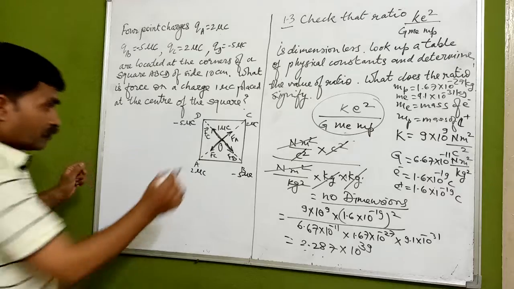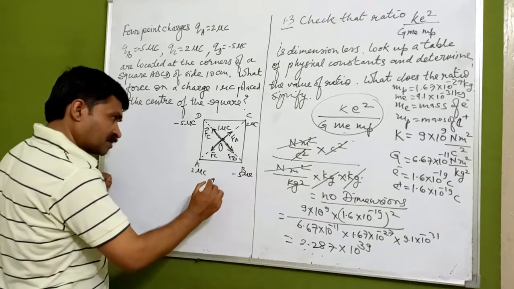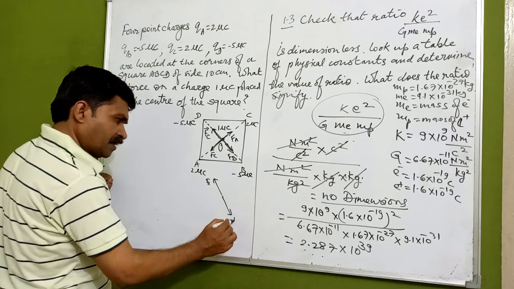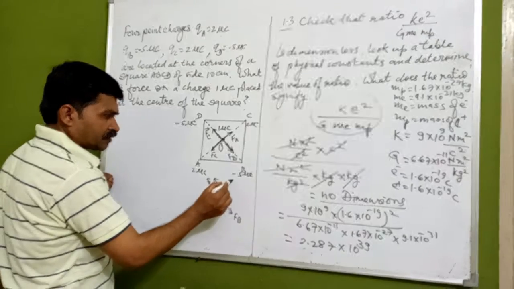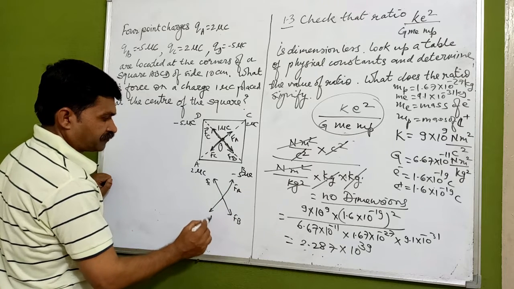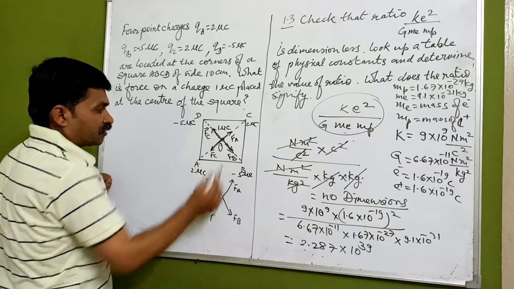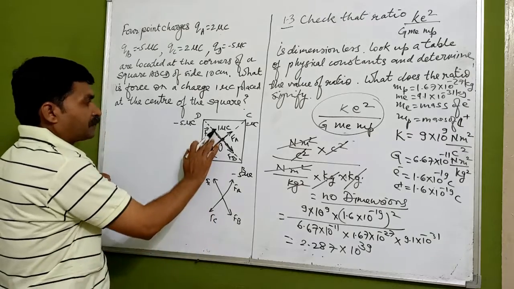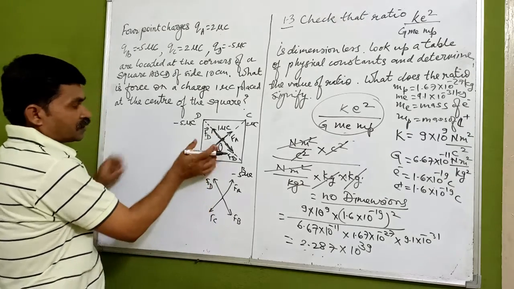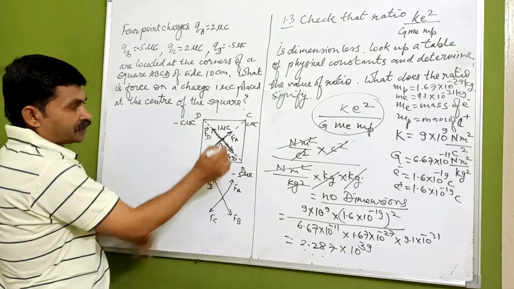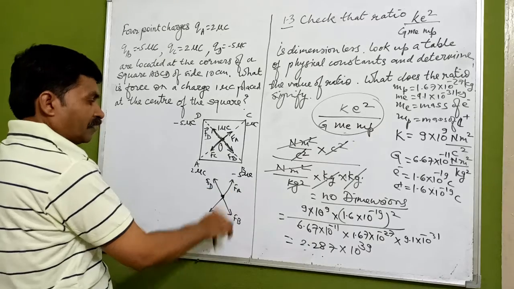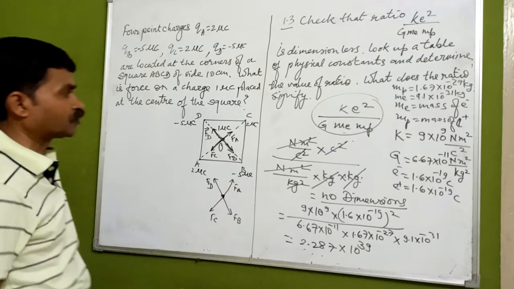So all the forces we are seeing: this is FB, this is your FA, and this is your FC. Because of D, it is FD. It is a force of attraction in this direction. Okay, so finally we have to calculate the resultant of these forces.